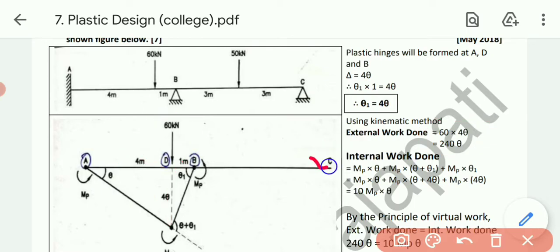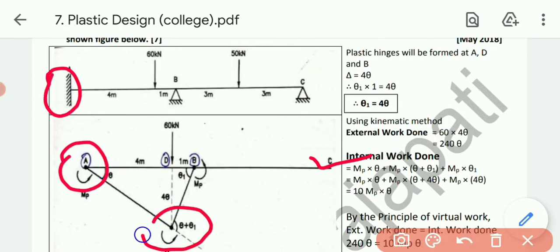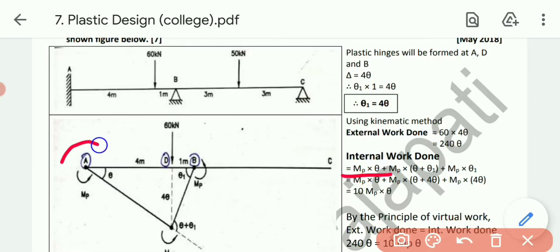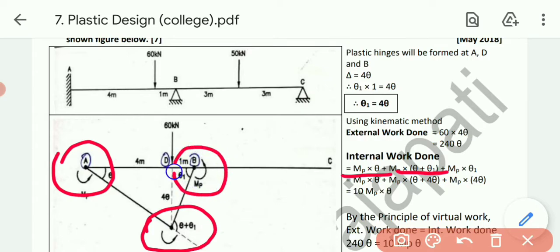Now let's talk about the internal work done. Over here at A, fixed support, moment will be produced. At the center, moment will always be produced, and at B, because of the intermediate support, once again moment will be produced. So we need to consider all 3 points, A, D and B. First of all, this Mp into theta stands for this moment. Then this Mp into theta plus theta 1 stands for this one. And this Mp into theta 1 is this one.